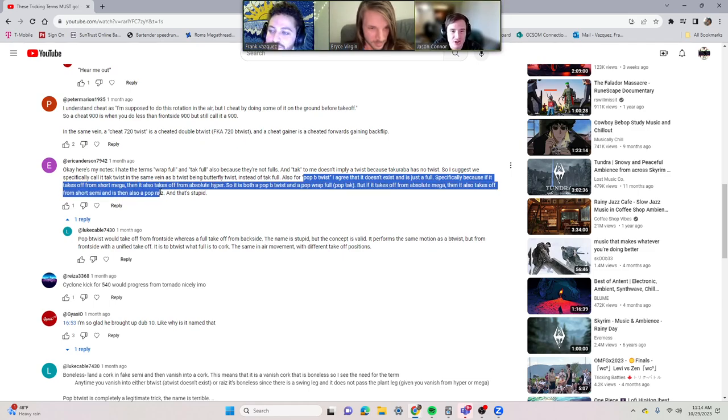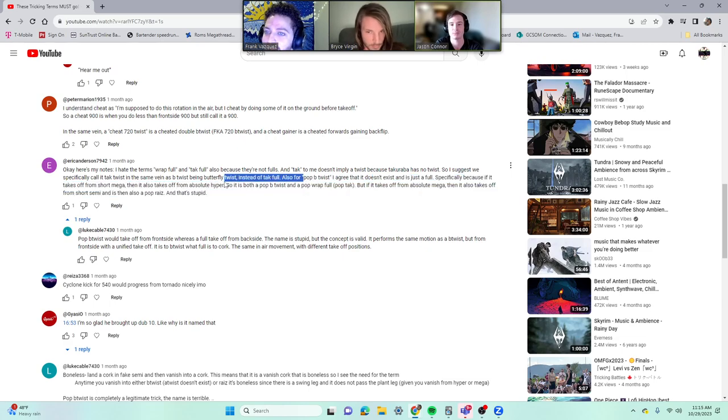Specifically because if it takes off from short mega, then it also takes off from absolute hyper. Yes, that is technically true. So if it's a pop B twist and a pop rap full pop tack, yes. But if it takes off from absolute mega, then it also takes off from short semi, then it is also a pop rise, and that's stupid. So this is an argument for the two trick model then, because of the ambiguity of takeoffs, basically. That's my understanding.